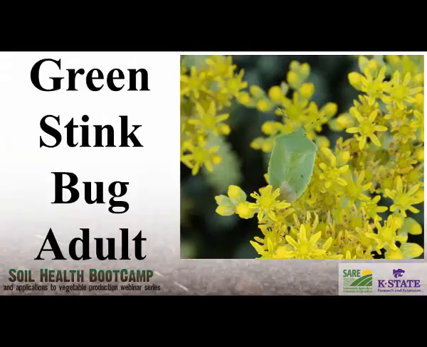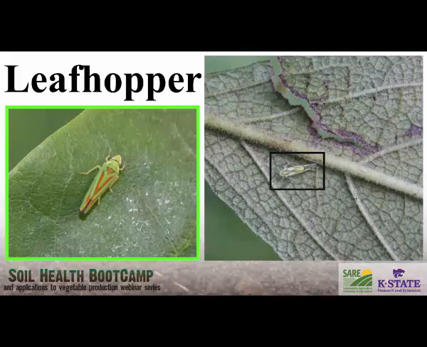This image shows a green stink bug adult. Stink bugs feed on peas and tomatoes. The greatest damage occurs when stink bugs feed on the fruit. Leafhoppers are insect pests of certain vegetables. The primary leafhopper pest is the potato leafhopper, with both the nymph and adult causing damage to beans.